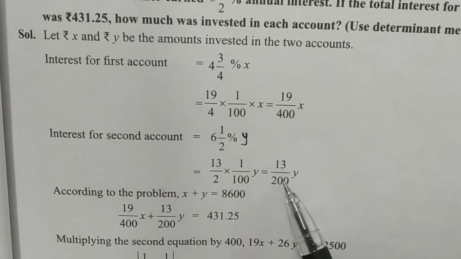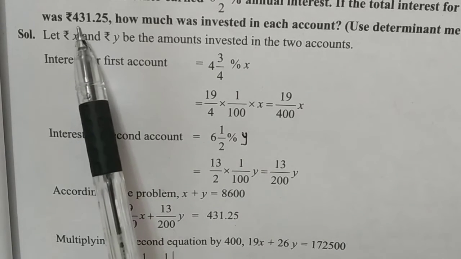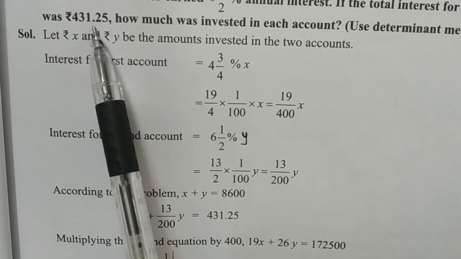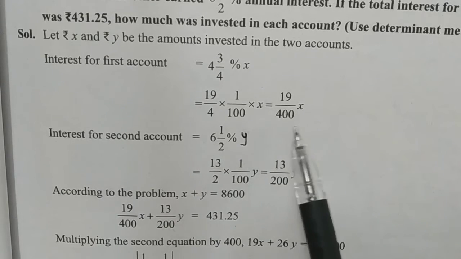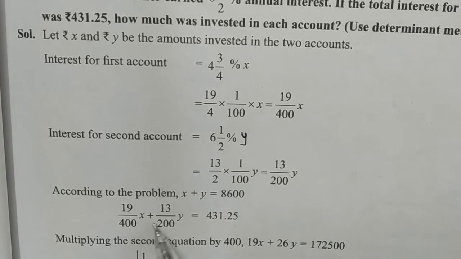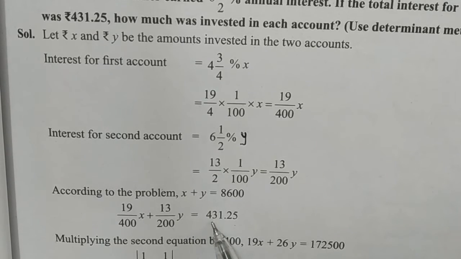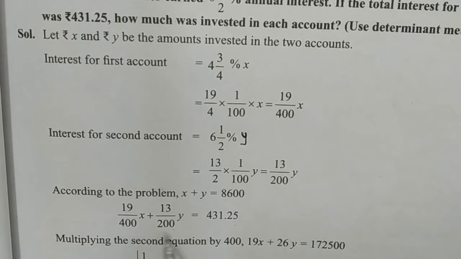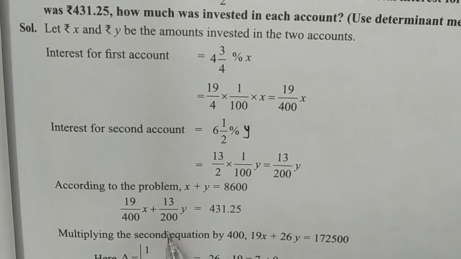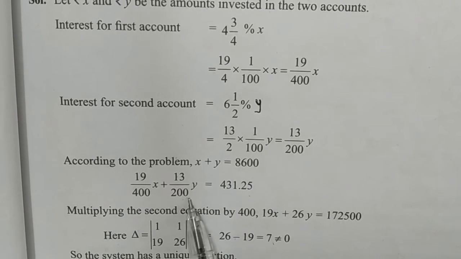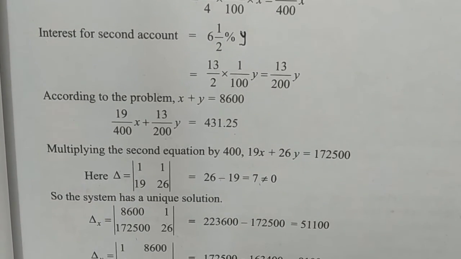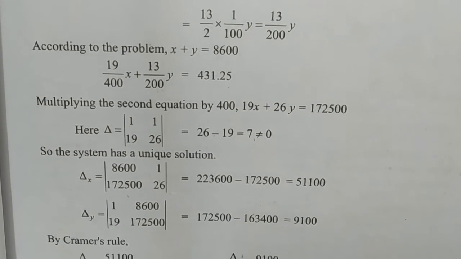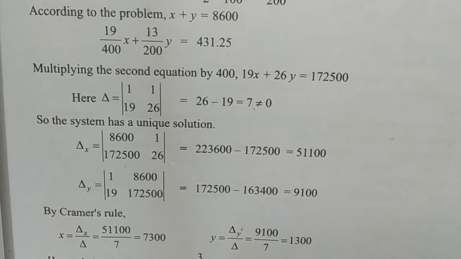The sum of these two interests equals what is given in the question: rupees 431.25. So 19 by 400 into X plus 13 by 200 into Y equals 431.25. To find out the LCM of 400 and 200, the LCM is 400. So multiply by 400 on both sides.